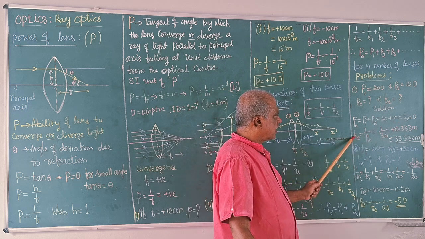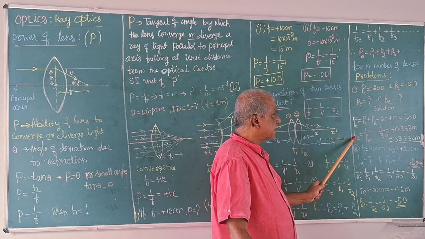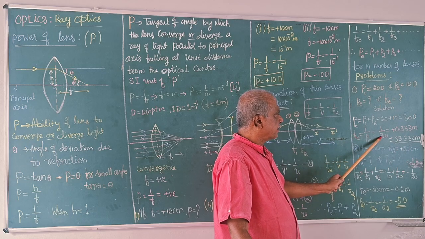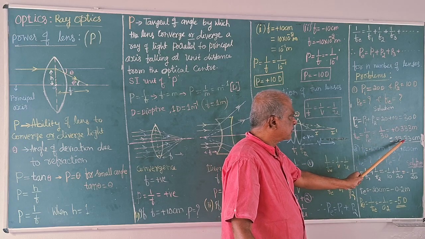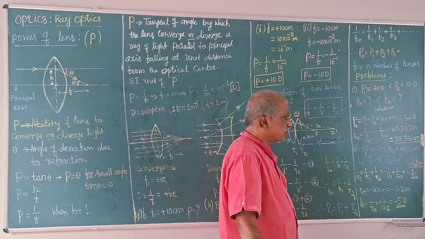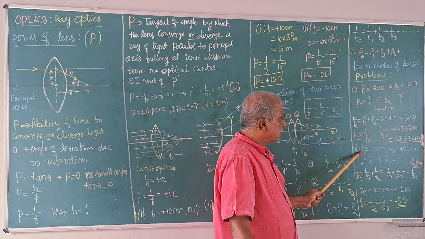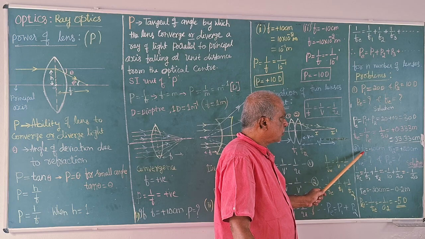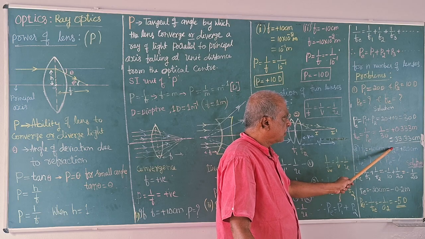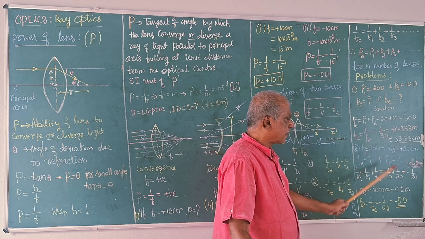And what is the focal length? You know this value, take the inverse of this because they are inversely related. 1 by 30 in meter we get. In centimeter it is 33.33 centimeter. And here the problem is given the values of focal length, that is the focal length of two different lenses f1, f2. If they combine, what is the combined focal length? What is the combined power?